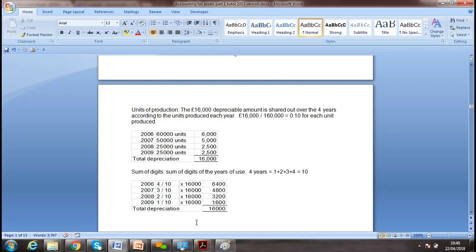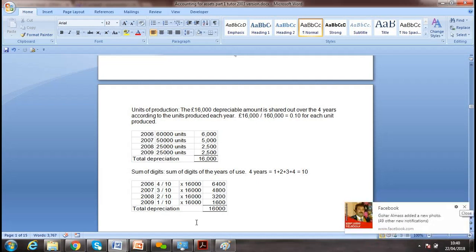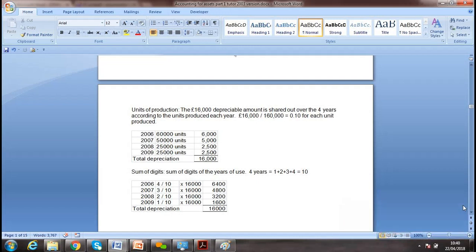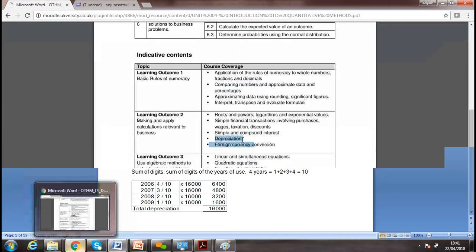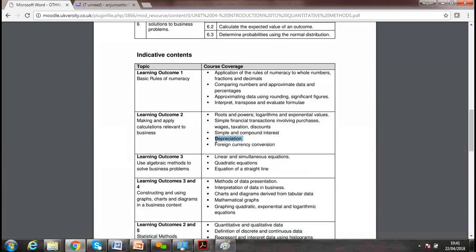So how many types of method can we use for the depreciation? 4. Okay, first is the straight line method. Second is the diminishing balance method. Third is the units of production method, and fourth is the sum of digits method. So these are the 4 methods we can use for the depreciation, and that's according to our learning outcome, where we're supposed to learn what depreciation is. Okay, so that's what we learned just now.